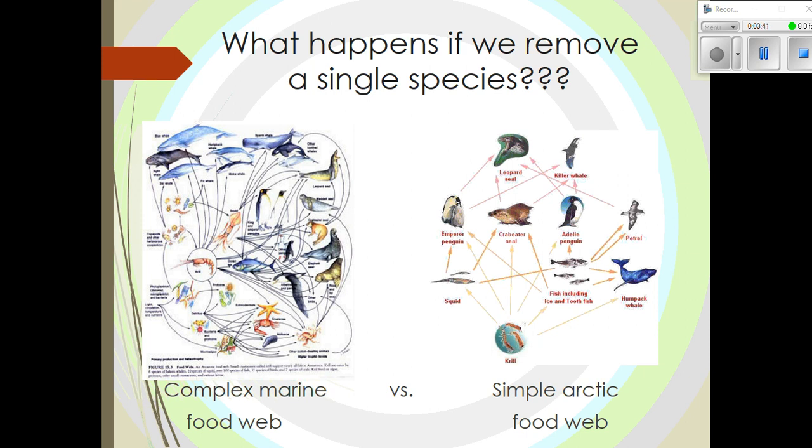If we were to remove just one species, I'm not even talking about a keystone species like the krill that form the basis for the entire food chain, but for example, if you were just to cut out the small fish, look at how many lines on the food chain get broken. The complex marine ecosystem has many food chains available to it. And so while some damage would be caused by the loss of fish, overall the majority of species would survive. However, in the Arctic ecosystem, the loss of those fish would have a tragic and devastating effect.